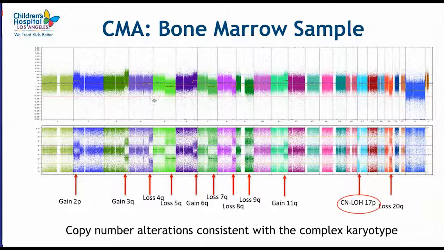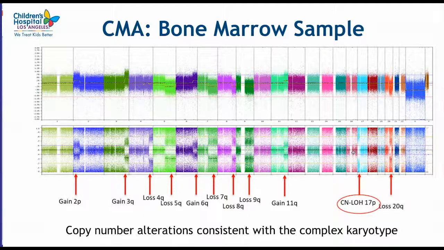And we also did array analysis on the bone marrow sample, on a leukemia sample, that shows the same complexity that was expected based on karyotype, a lot of copy number gains and losses. And I want to point out that there was copy neutral LOH in 17p, which made us think that there could be a TP53 mutation, which you see in AML with myelodysplastic changes, and it's associated with poor prognosis. So seeing this copy neutral LOH was concerning for a very poor prognosis and AML in the patient.